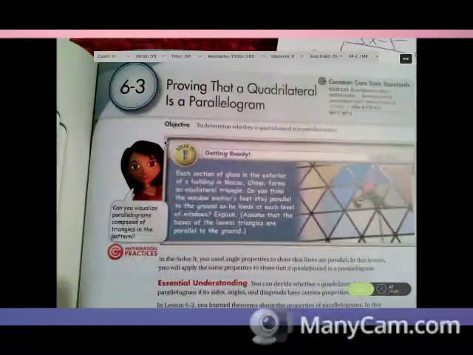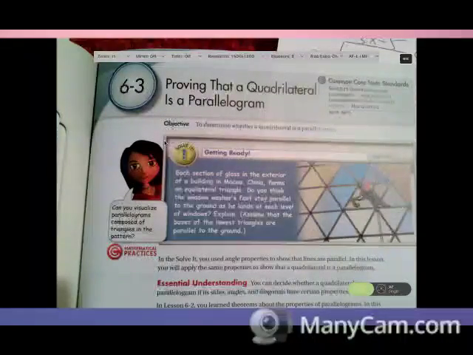We are in section 6.3, proving that a quadrilateral is a parallelogram. Let's look at a problem to solve. Each section of the glass in the exterior of a building in Macau, China, forms an equilateral triangle. Do you think the window washer's feet stay parallel to the ground as he lands on each level of the windows? Explain. Assume that the bases of the lowest triangles are parallel to the ground.